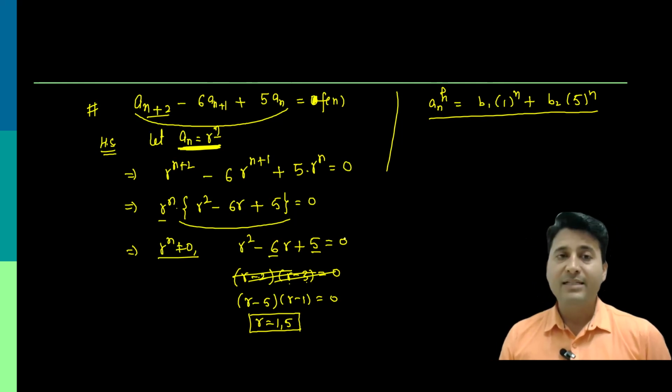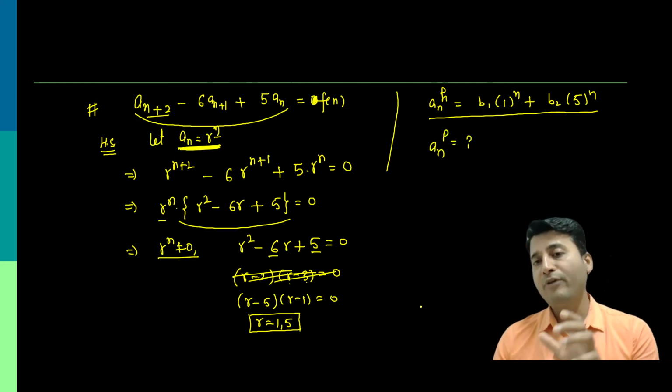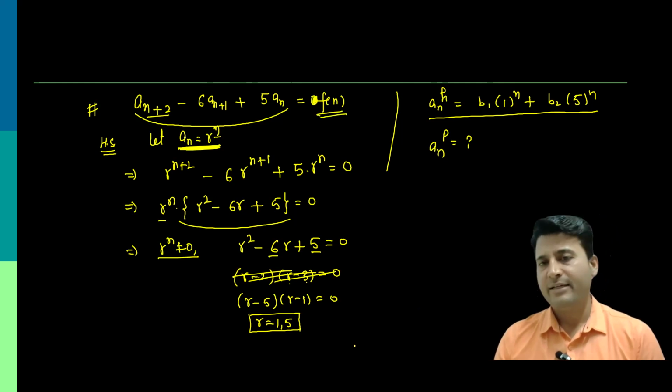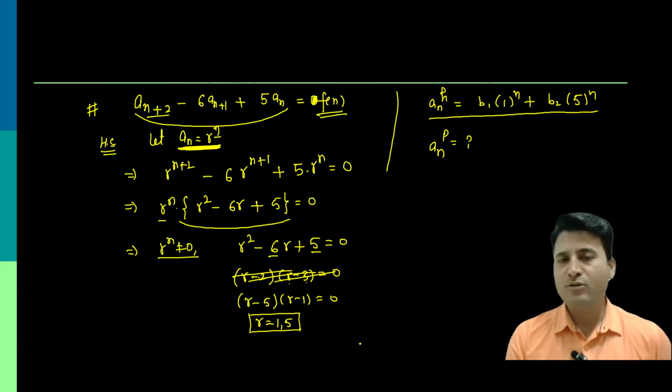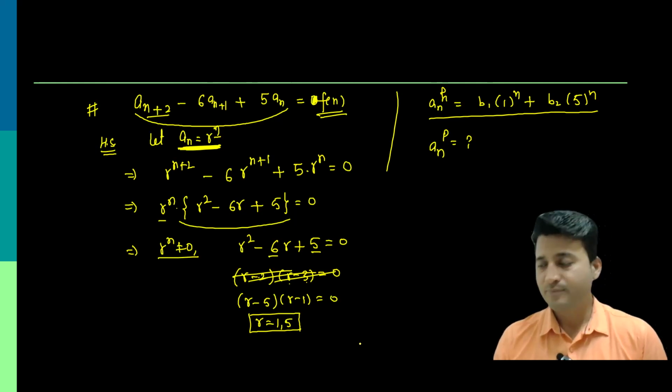Now, is this the final solution? No, because the solution also consists of a particular solution, which is based on F(n). So in the next session, we'll learn how to find the particular solution for a recurrence relation.